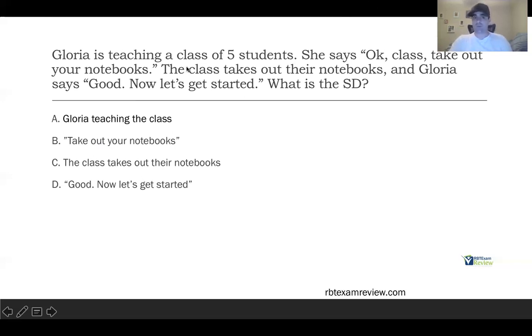So our behavior is the class takes out their notebooks. The instruction was, okay, class, take out your notebooks. Therefore, the SD is B. Okay. So why is Gloria teaching the class not the SD? Well, the behavior we're looking at is the class taking out their notebooks. Okay. So what evoked that behavior, right? What was the instruction? What signaled reinforcement was available? Gloria saying, okay, class, take out your notebooks, right?